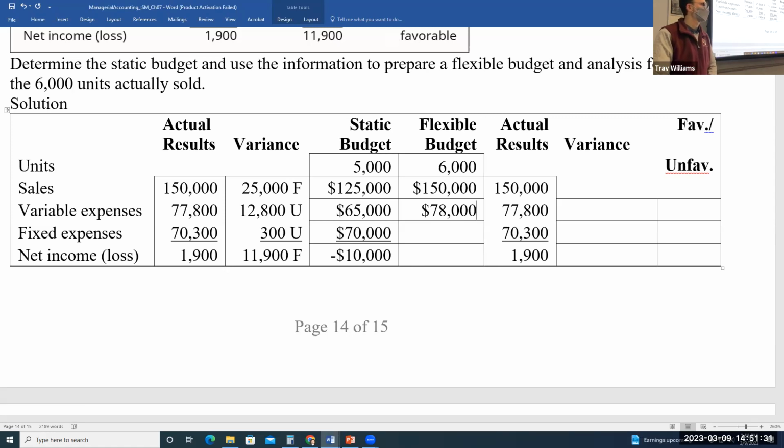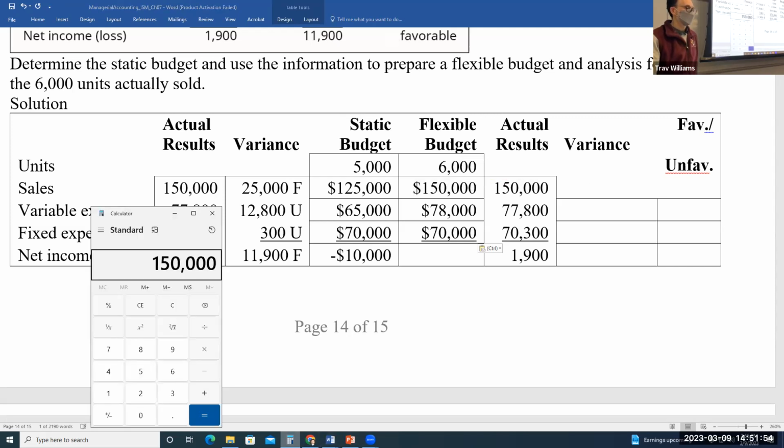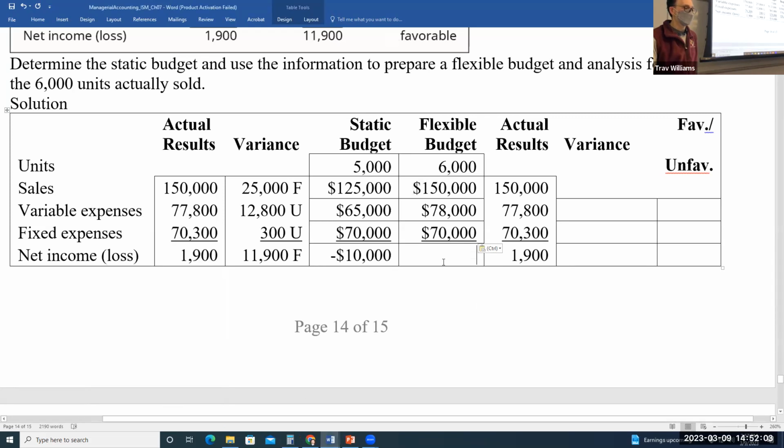Make sense? So divide by the budgeted units, multiply by the actual units. Although with fixed expenses, we don't do that, obviously. They're fixed. So let's go ahead and say 150,000 of sales minus 78,000 of variable costs and 70,000 of fixed costs leaves us with a $2,000 net income, right? Okay, so now we have a completed flexible budget.